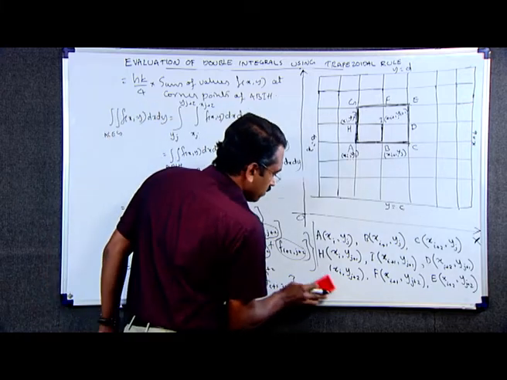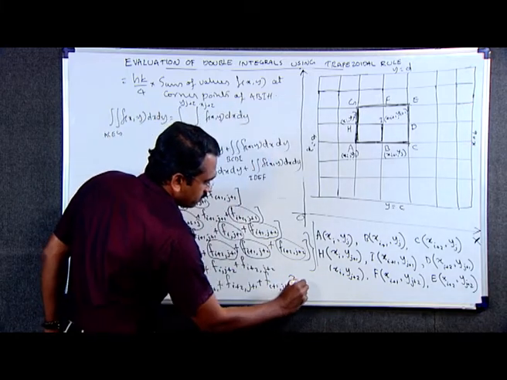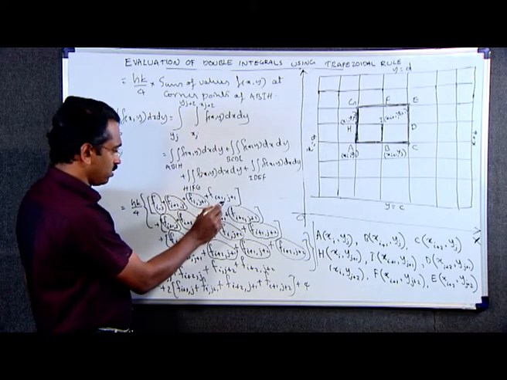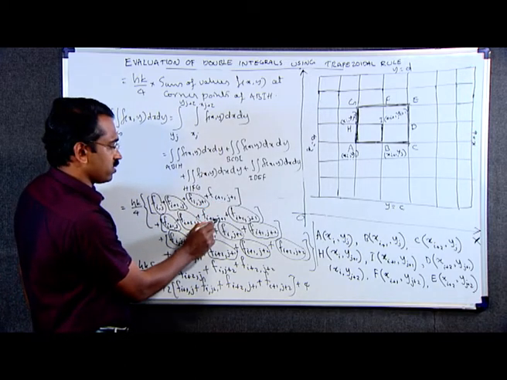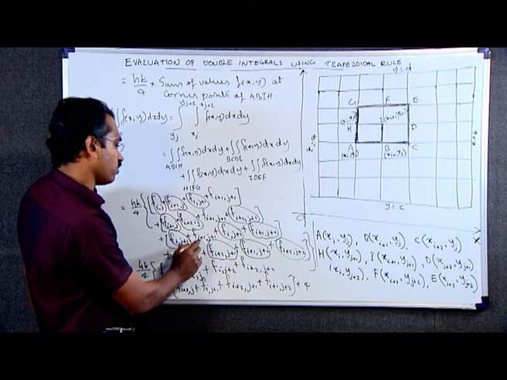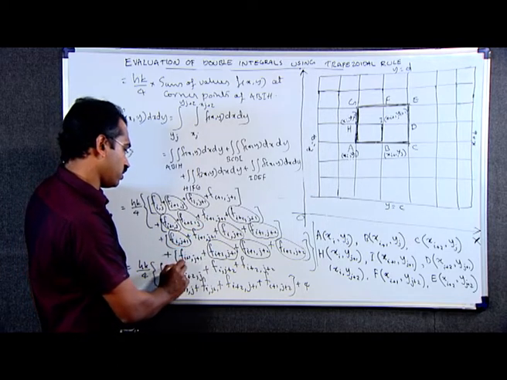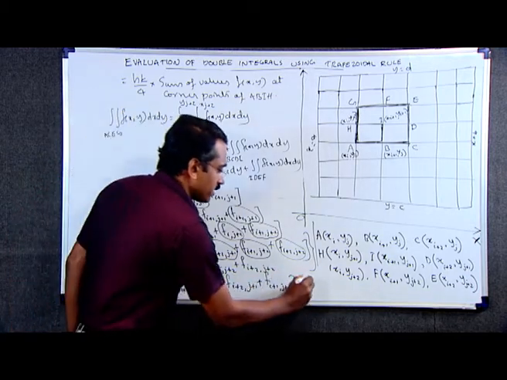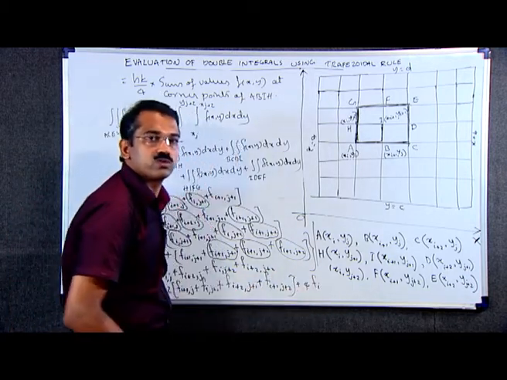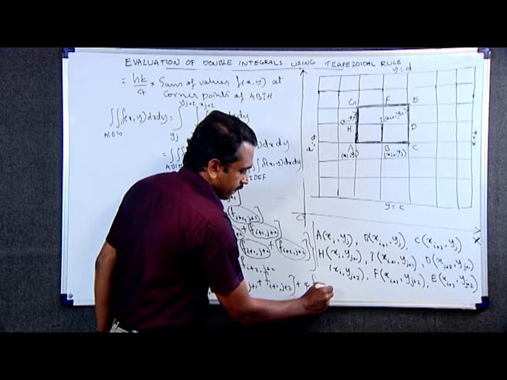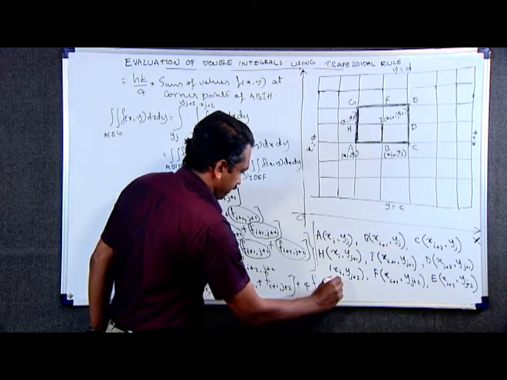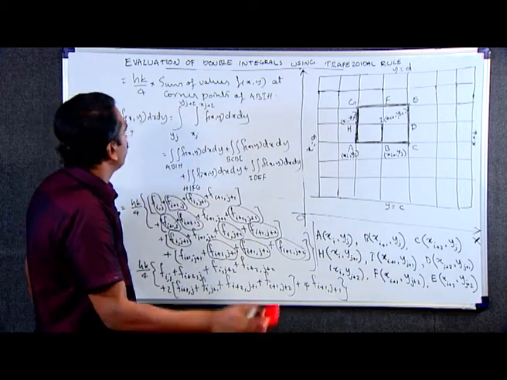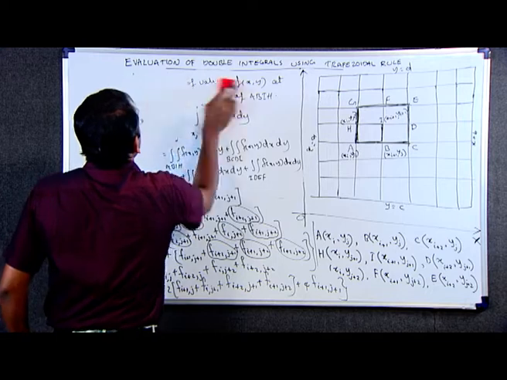Plus 4 times the remaining terms are f i plus 1 j plus 1. f i plus 1 j plus 1 is here, in the third term also f i plus 1 j plus 1, and in the last term f i plus 1 j plus 1. Therefore, 4 times f i plus 1 j plus 1, which is equal to h into k divided by 4.